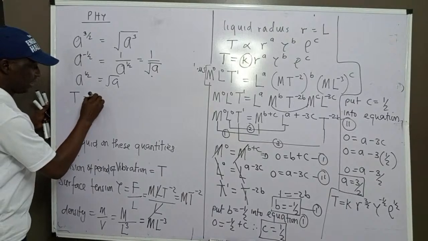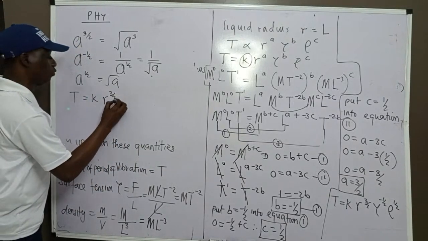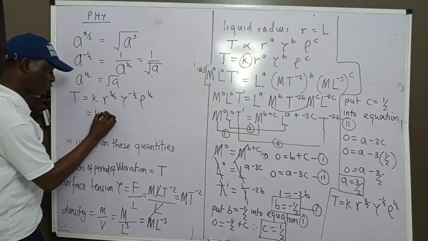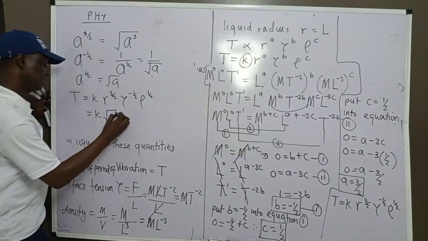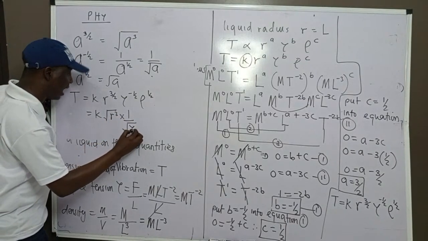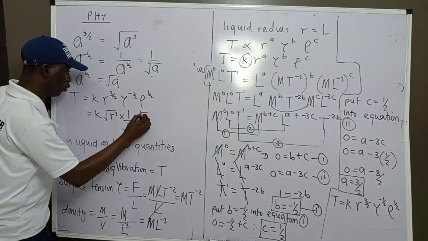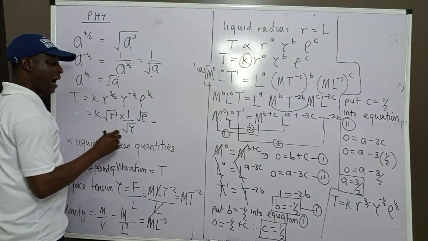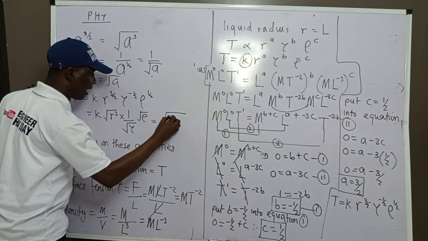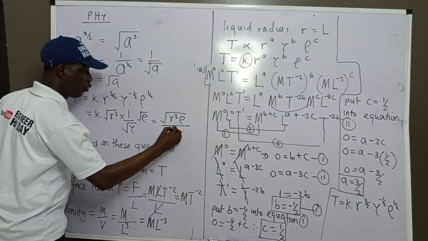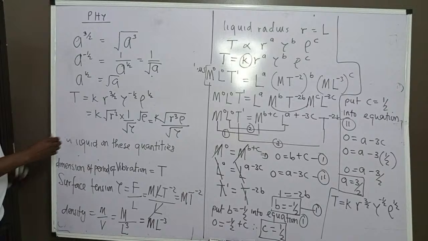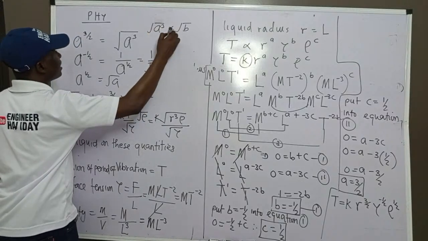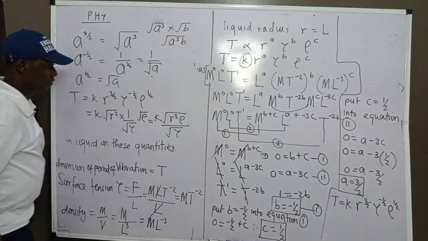So T becomes K, r raised by 3/2, lambda raised by minus half, the density raised by half. So T equal to K, the cube root of r times 1/square root of lambda, according to this one. Then the last one is square root of the density. Now combine everything together. Square root of density times cube root of r will give us square root of r cube times density, divided by square root of lambda, which is times K. Don't forget, if I multiply square root of a cube times square root of b, it gives us square root of a cube b. So that's what I got there.